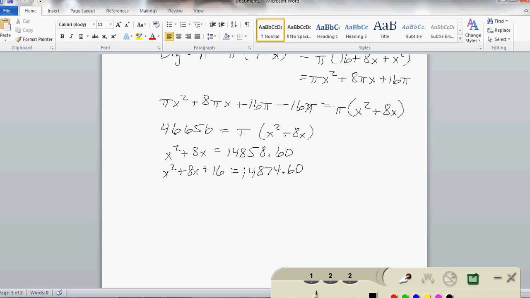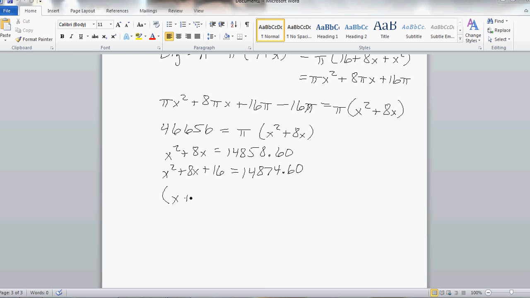Now this allows me to rewrite this as x plus 4, the quantity squared, equals 14,874.60, but I still have that value in my calculator. Then I can take the square root of both sides. Now here I only need to worry about the positive because I'm not going to worry about a negative distance. So now I'm going to take the square root of that answer.